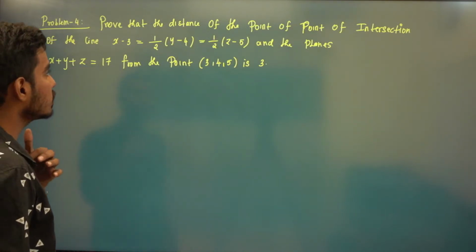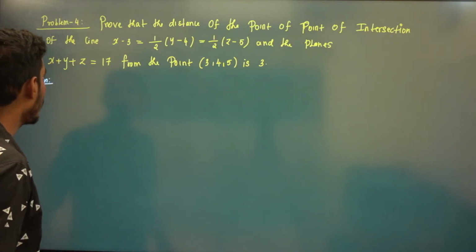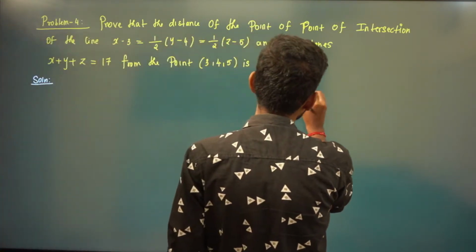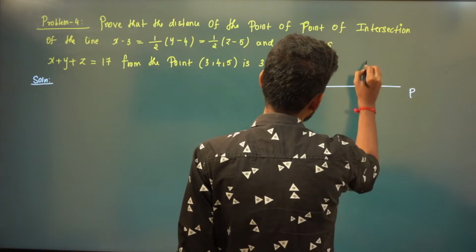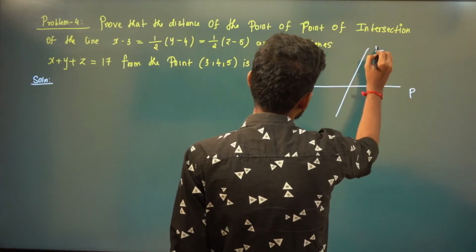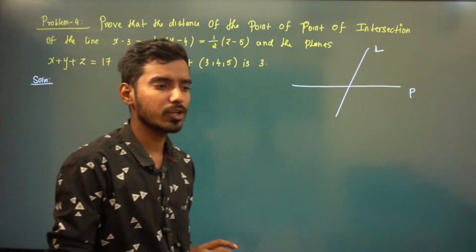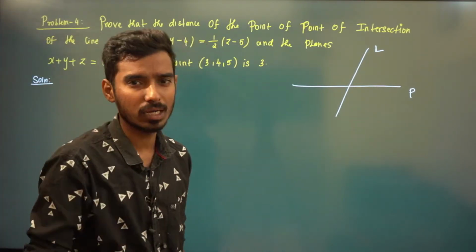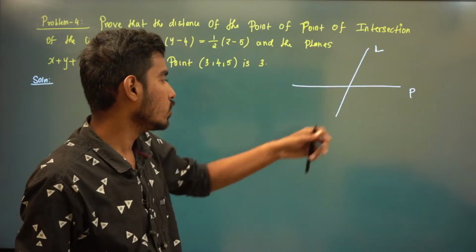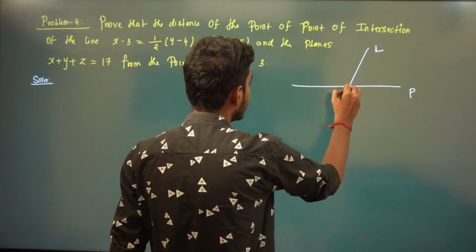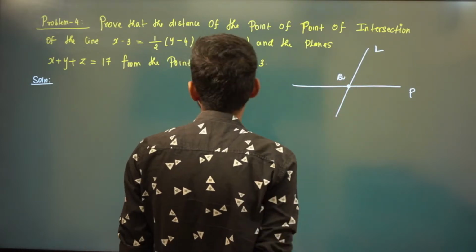So prove that the distance of the point of intersection of the line and the plane... See, we have a plane, and we have a line. Just for understanding, I'm drawing the diagrams. Whenever you see analytical geometry, make sure that you draw a diagram first. Then you will have more clarity about the problem. So first, find the point of intersection. Let us call this point Q.